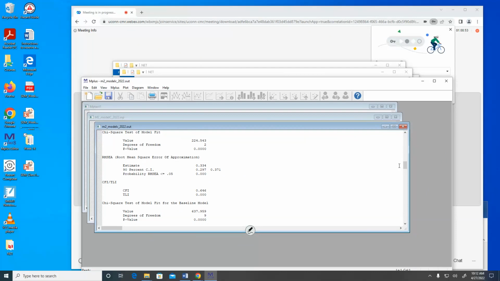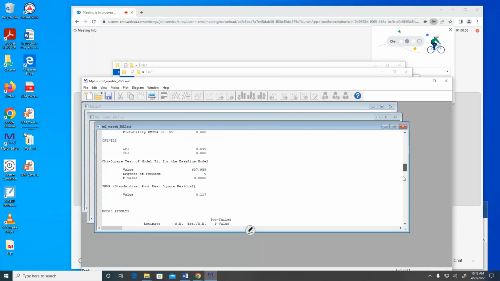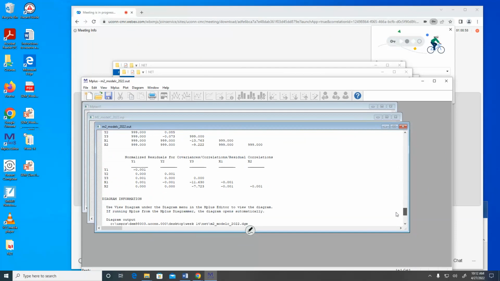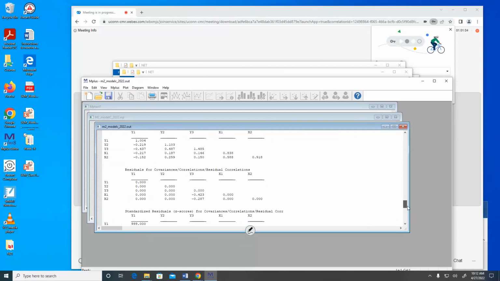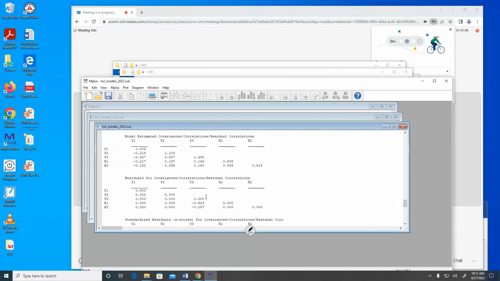And actually, if you come down and look at the residual matrix, you can see where the residuals for the covariances and the correlations show we're doing a really lousy job reproducing those particular covariances. So, are these two models nested? No, definitely not, right?